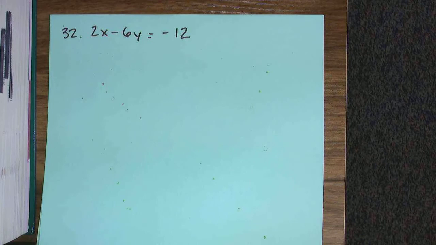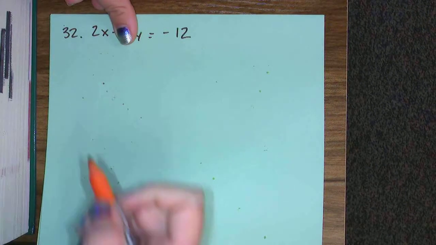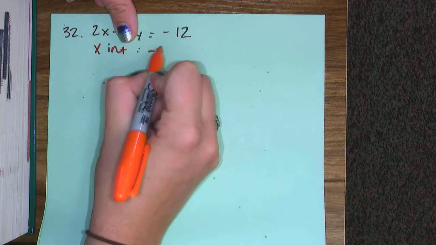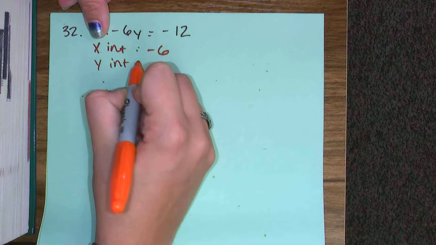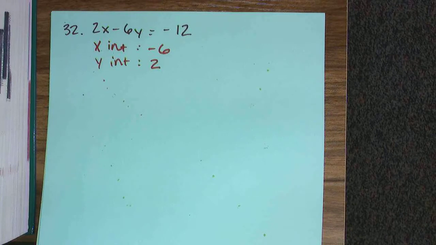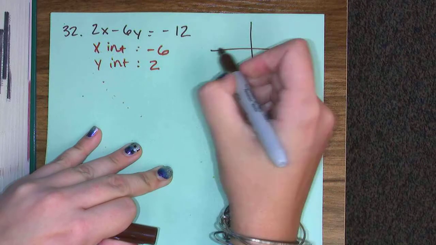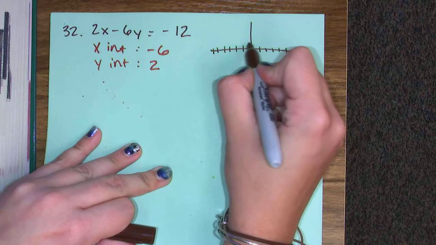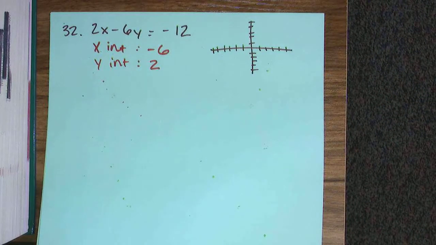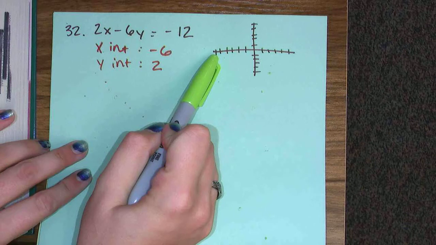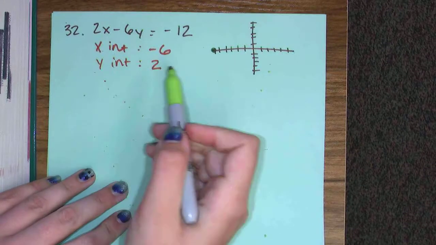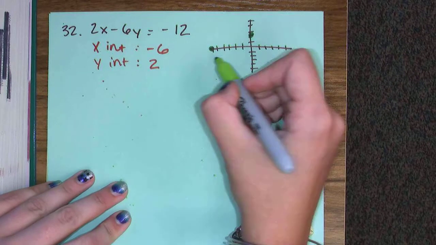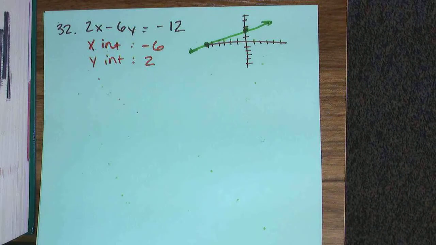So first of all, what are my intercepts? Yep, and then y is +2. And then now I can come over. Okay, so now on my graph, I go to -6 on the x-axis, and I plot a point. On the y-axis, I go up to 2, and I plot a point. Connect the dots, and I'm done. Is that easier than counting slope? Yeah. Yes.